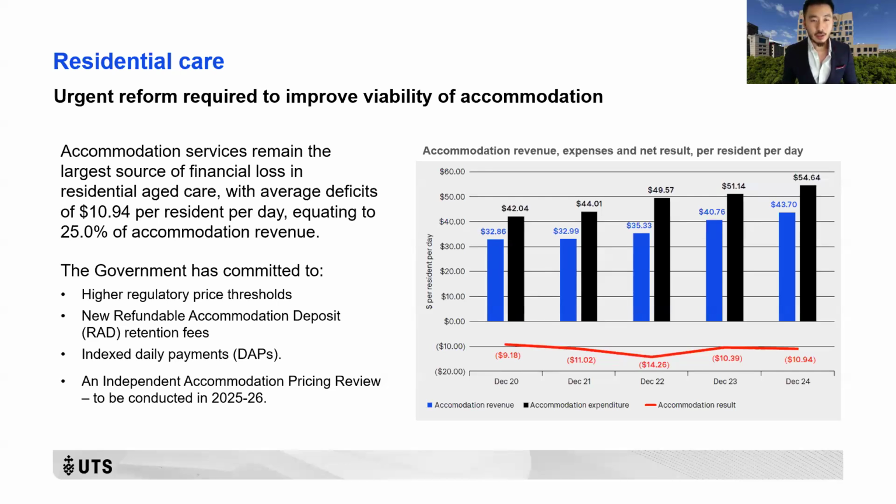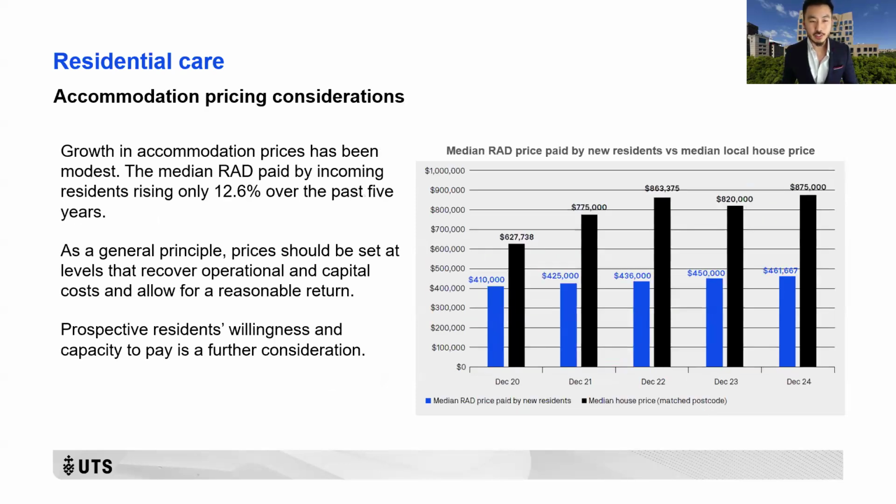So understanding a bit further where these concerns around accommodation exist, if we look at the growth in accommodation prices, they've been relatively modest. So the median RAD for incoming residents has risen only about 12.6% over the past 5 years. So looking at the graph on the right, the blue bars show the change in median RADs. So from 410,000 in December 20 to about 461,000 in December 24.